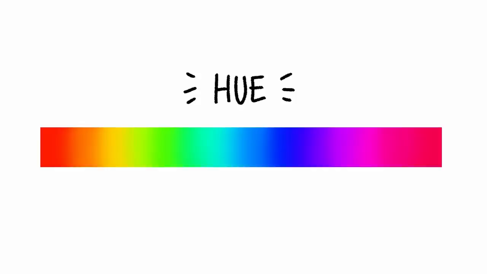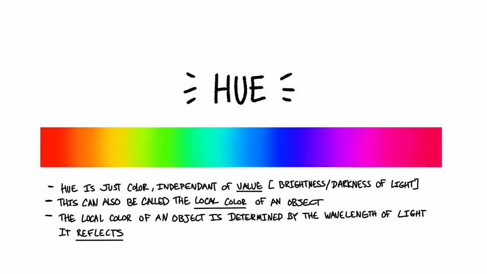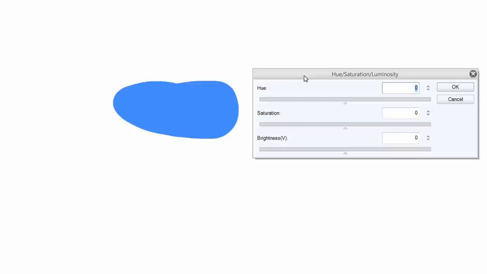Hue is probably the easiest term to understand. Hue is simply color independent of value, saturation, or contrast. In a digital space, if you drew a little splotch of blue and shifted the hue of the color, only the color would change. Notice the intensity and darkness stays the same.